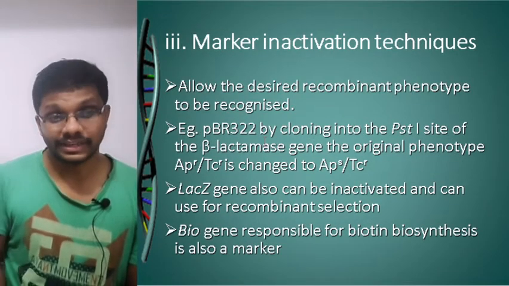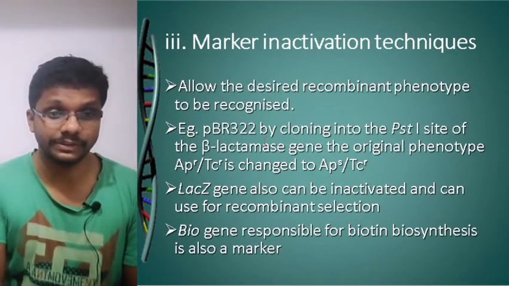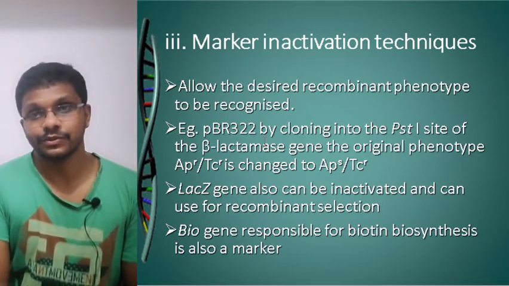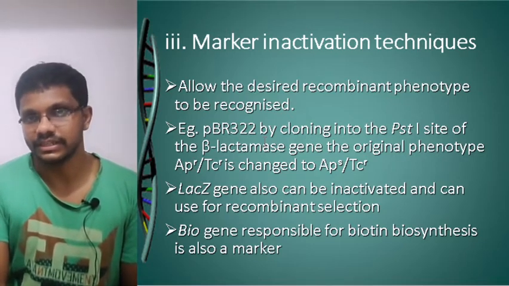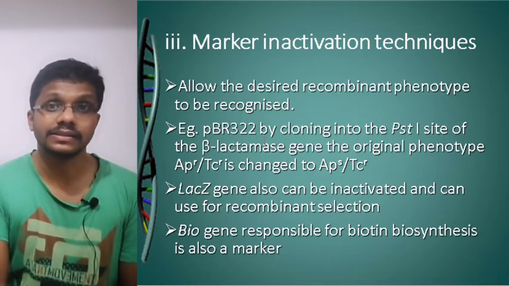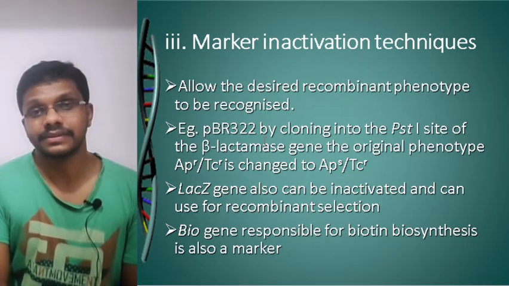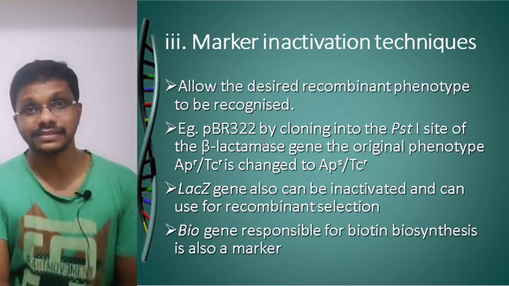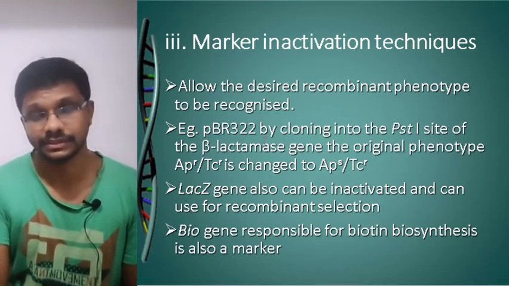Next, we have marker inactivation. I am not going to talk in much detail about it because we know the insertion inactivation technique, which is used in pBR322 and pUC18. In case of pBR322, if you are inserting your gene into the ampicillin resistance gene, its ampicillin resistance will be lost. So the resulting cell will become sensitive to ampicillin even if it gets the plasmid.